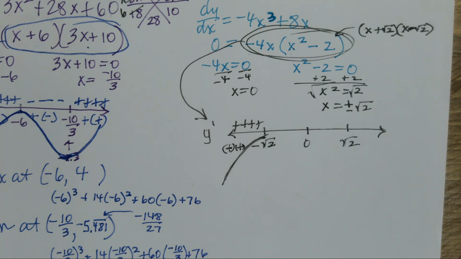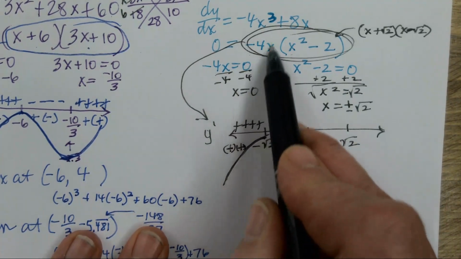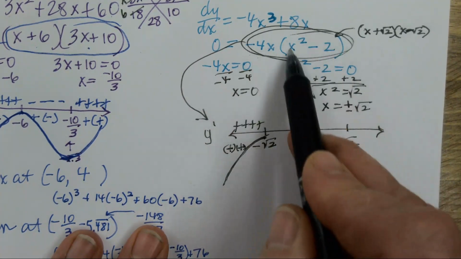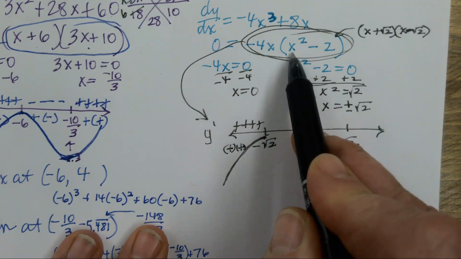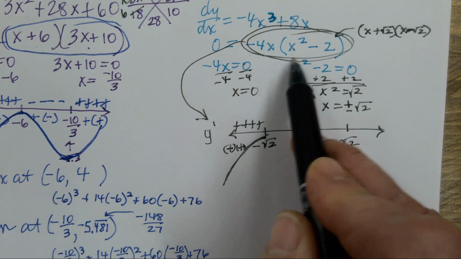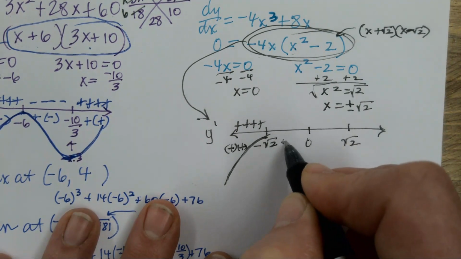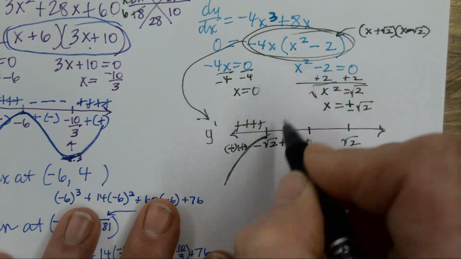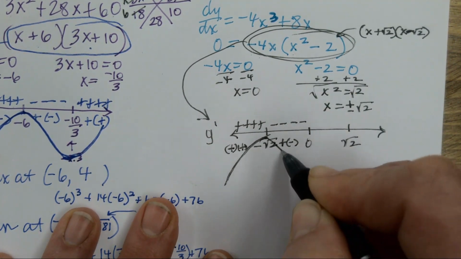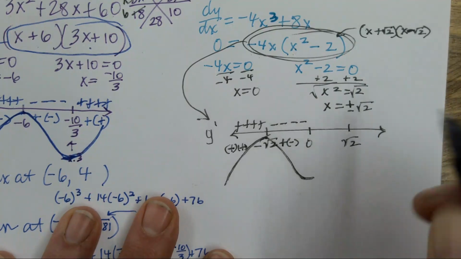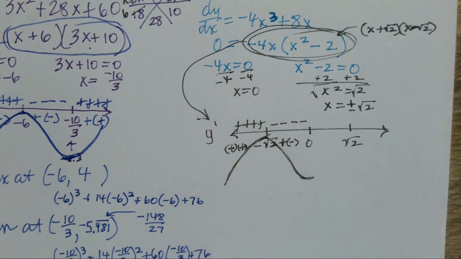Give me something between negative square root of 2 and 0. Negative 1. Plug in negative 1 up here. Positive. Down here, or over here, negative, because it would be negative 1 squared, which is 1. 1 minus 2 is negative. So that's a positive, negative region, or a negative region of the graph, so it's going to drop and start to change direction at 0. So I'm dropping until I hit 0, because that's where it changes direction.